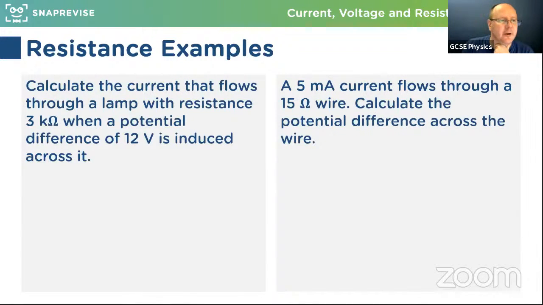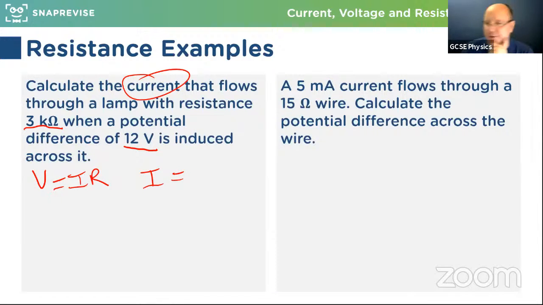Calculate the current flowing through a lamp if its resistance is 3 kiloohms and the PD across it is 12. So we start with our formula V equals IR again, start with Ohm's law. We want to find the current. So what's current going to be equal to? I equals, what do I need to write next? So we're finding current, we're rearranging V equals IR, so that I equals what? So not the answer, just the equation rearrangement.